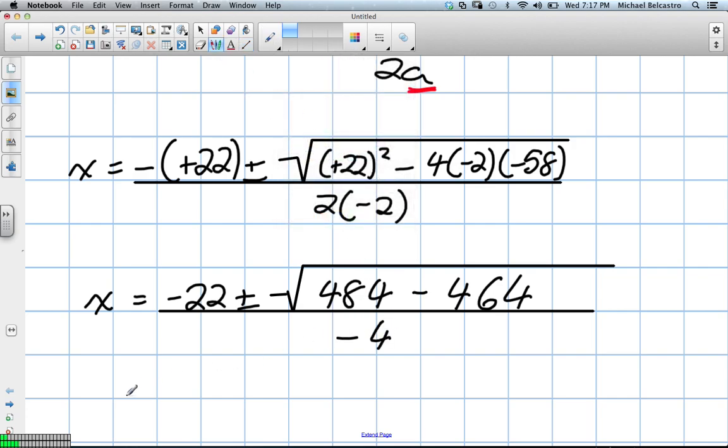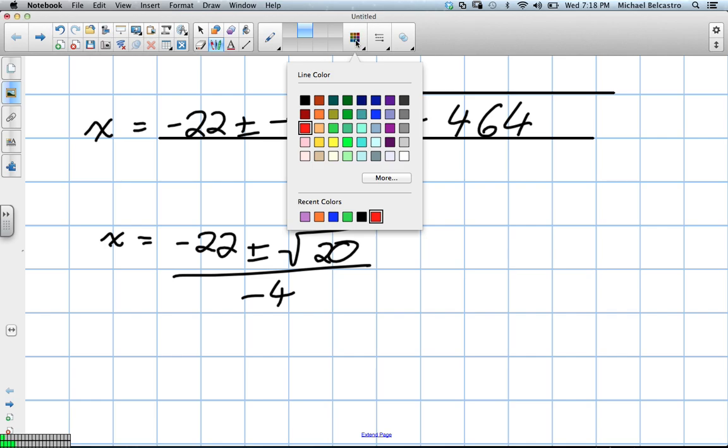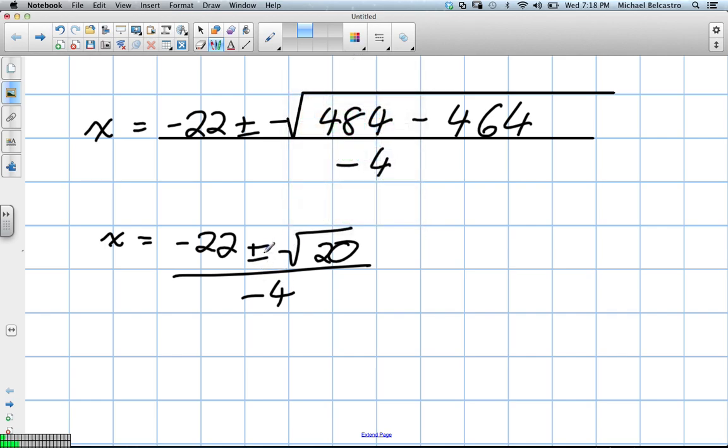Negative 4. We're going to try to jump a couple steps here. This becomes negative 22 plus or minus the root of 20. Okay, 484 minus 464 is a difference of 20. So we're looking at root 20 divided by negative 4. Now I could root it, but here's the important part. I can technically split this at any time. Because it's a positive and a negative, that's also to remind us that we need to essentially split this question. We're going to get two answers.